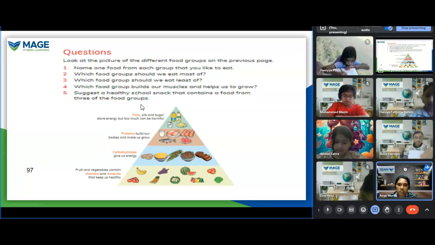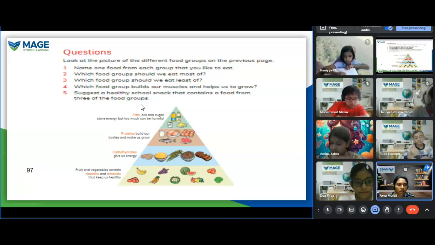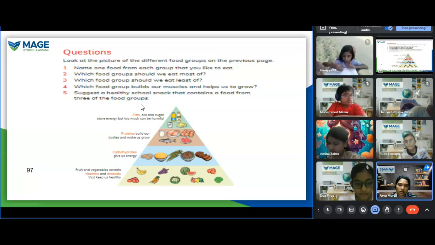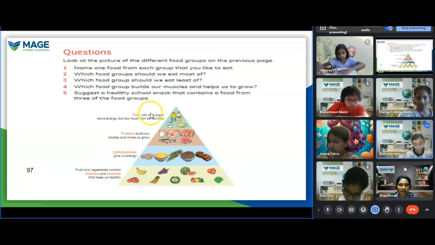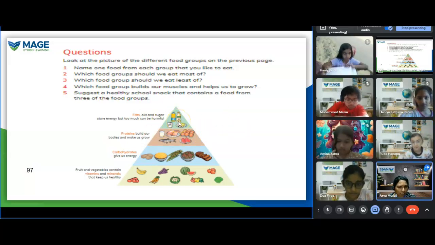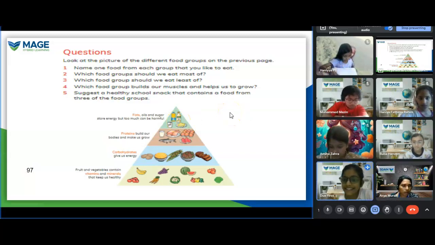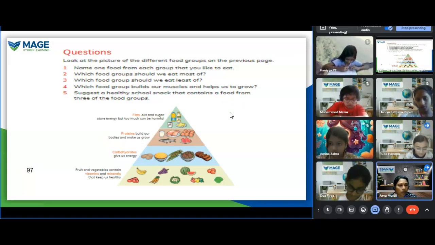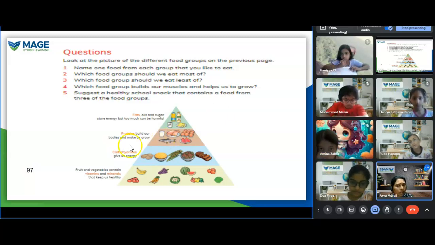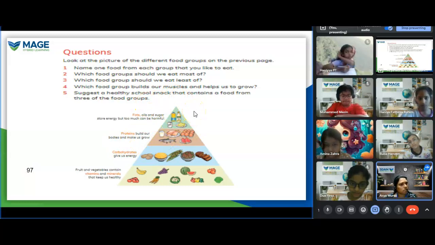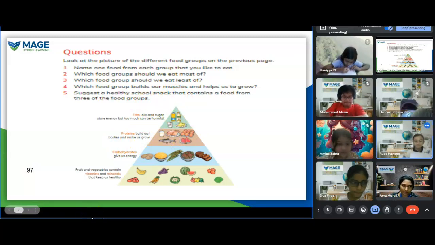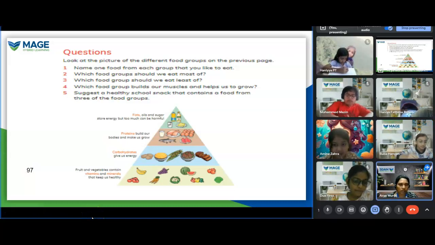Name one food from each group that you like to eat. You can take food from each group and write which food you like from each group. You can write fats and oil. Cheese is there. If you like, you can write some sugary substances, or you can simply write sugar. I like sugar, that's it. Or you can write if you like oily foods: I like oily foods.